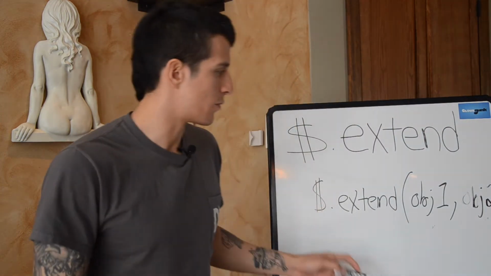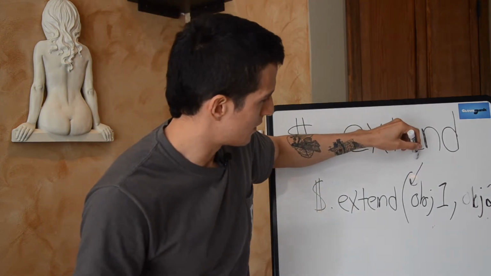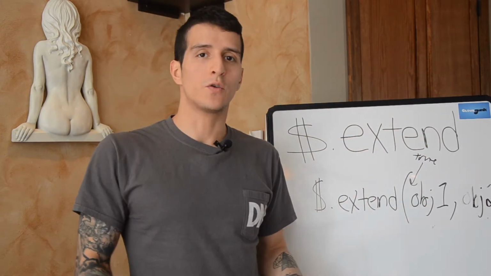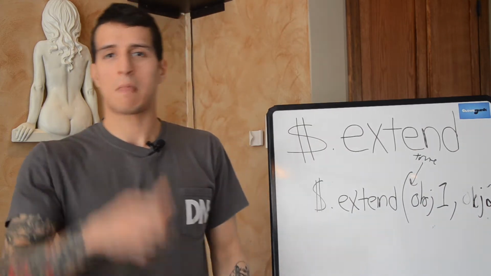There are a couple of other parameters. As a matter of fact, the first one could be a Boolean, which is true. It cannot take in false, and if it's true, you create a deep copy. But let me just show you some code so I can show you what I mean.